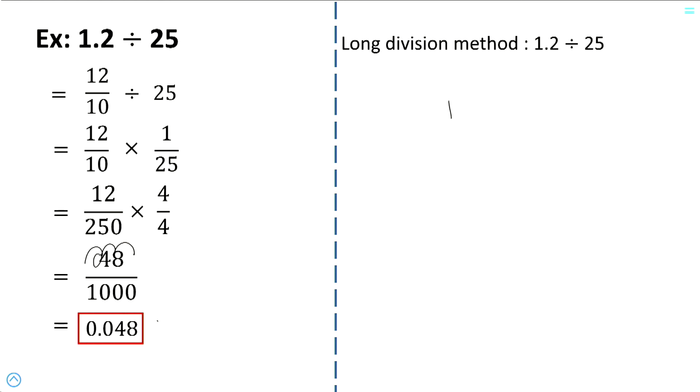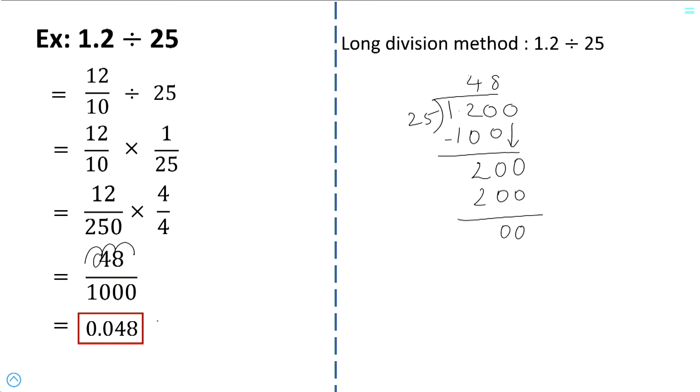Divide 1.2 by 25. By ignoring the decimal point, it will become 12. 12 is not divisible by 25. Therefore, take one 0 in the dividend part. 25 4s are 100. 120 minus 100 is 20. It is a non-zero remainder. Again, we can take 0 in the dividend part after the number, bring down 0, it will become 200. 25 8s are 200. Now the remainder becomes 0.